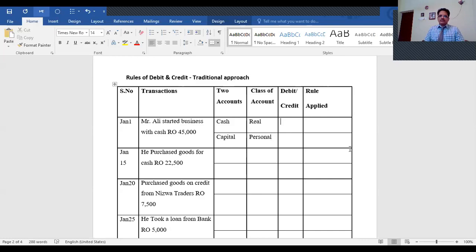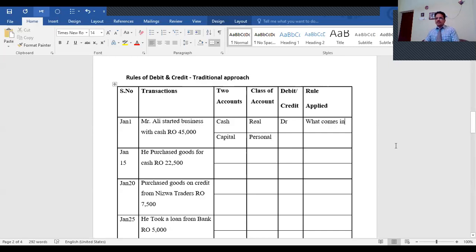So the real account rule is: debit what comes in and credit what goes out. Now suppose Ali started a business with cash. Is cash coming in or going out? It is very clear. Cash is coming into the business. So debit what comes in. Why are you debiting? What is the rule? What comes in.